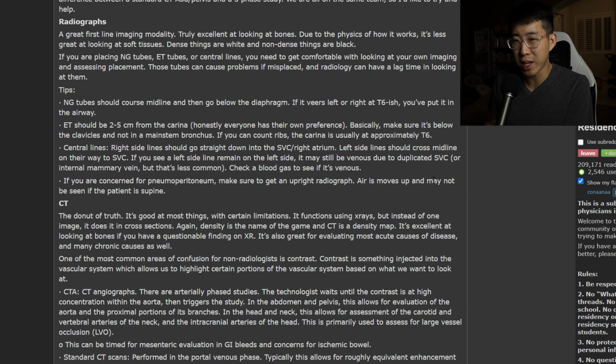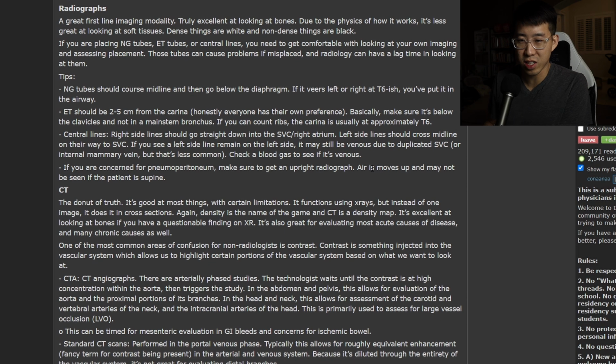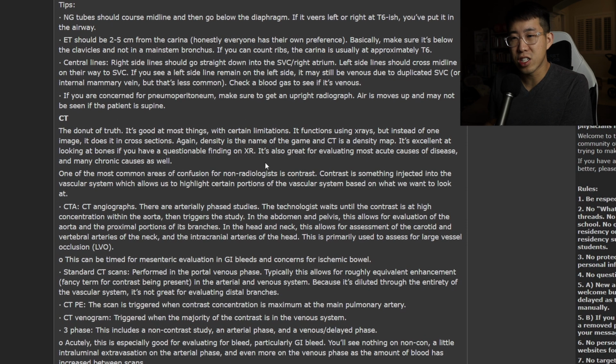If you're concerned about pneumoperitoneum, make sure to get an upright radiograph. It moves up and may not be seen if the patient is supine. Very good learning point. CT is the donut of truth. It's good at most things with certain limitations.